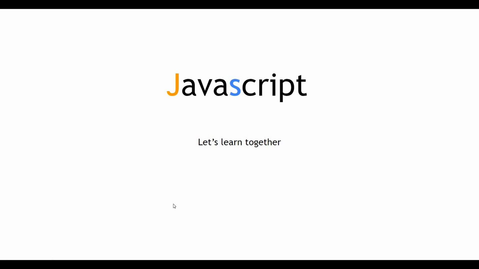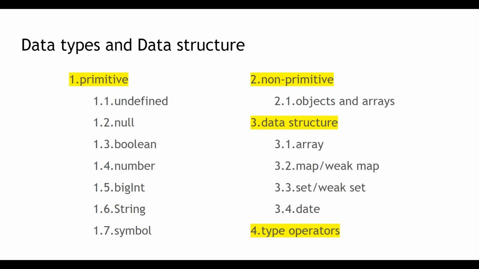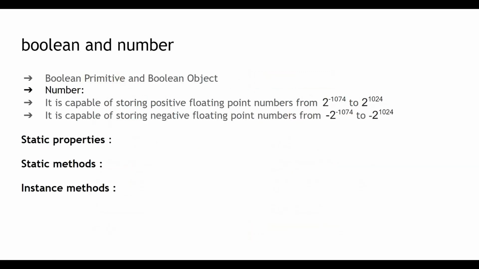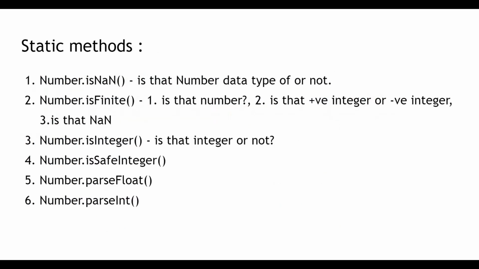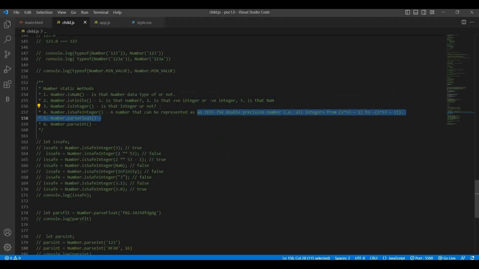As part of learning JavaScript, we are discussing data types. In the previous video, we covered Number and its static properties. We were also discussing the static methods of Number, so we'll continue with these static methods. Let's jump into the code.